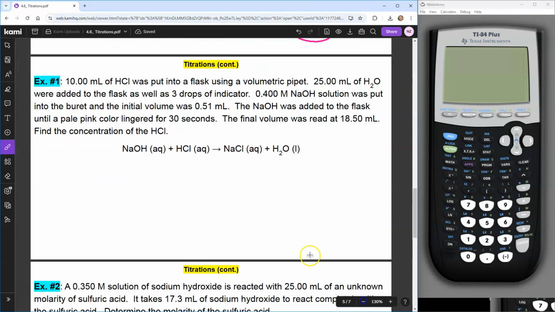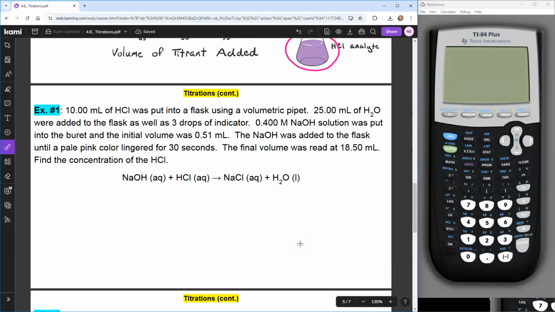So our first problem says 10 milliliters of hydrochloric acid was put into a flask using a volumetric pipette. 25 milliliters of H2O were added to the flask, as well as 3 drops of the indicator. 0.4 molar sodium hydroxide was put into the burette, and the initial volume was 0.51 milliliters. The sodium hydroxide was added to the flask until a pale pink color lingered for 30 seconds. The final volume was read at 18.5 milliliters. Find the concentration of the hydrochloric acid.